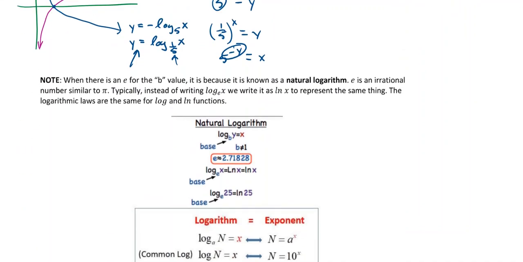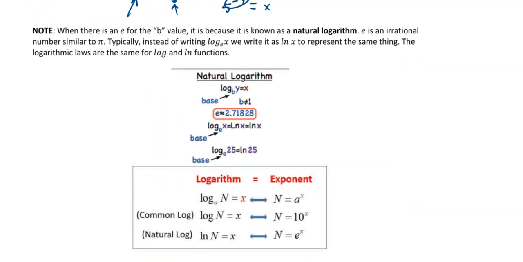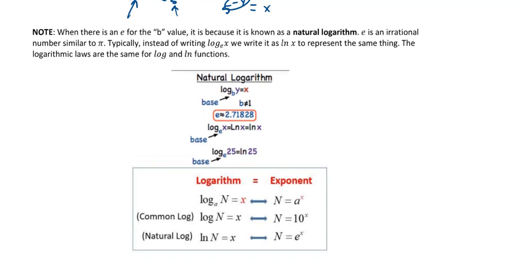Okay, and then just lastly, another one that's not technically part of the program of studies for 30-1, which is kind of strange because it is part of the program of studies for 30-2, is something called natural logarithms. What natural logarithms are is they are the inverse of e to the power of something. Have you guys ever seen this symbol? Yeah, it's actually called Euler's number.